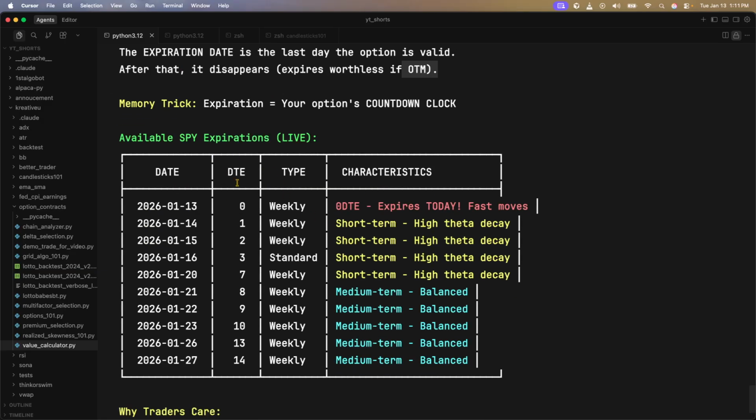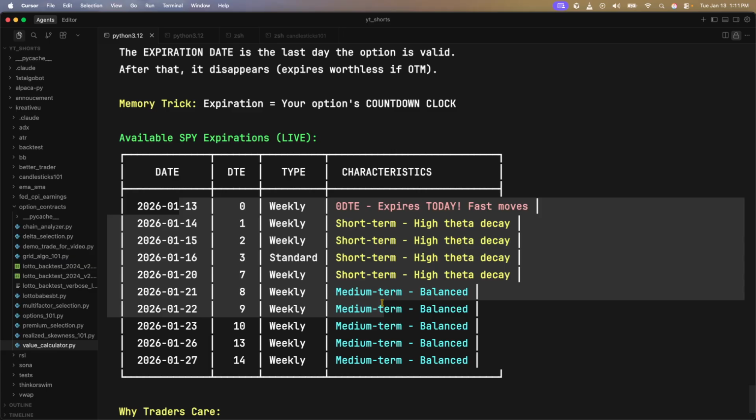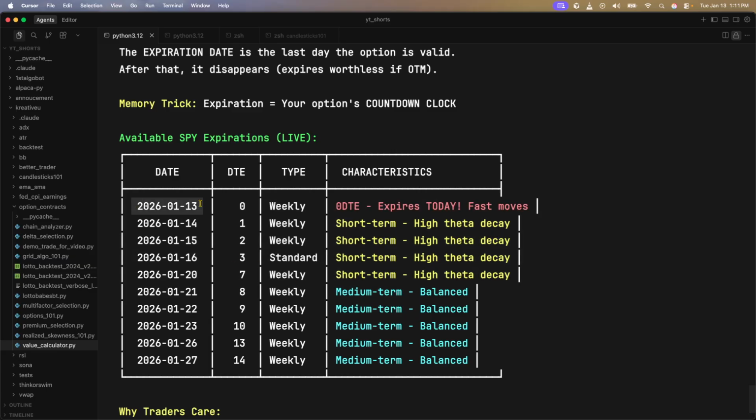So here's a quick breakdown. The current date is the 13th. If we were to get an option contract that expires today, this is going to be a 0 DTE contract. These contracts expire today. These move fast. These are the contracts that we normally trade, 0 DTE contracts. The reason being, and this is just my philosophy, why do I want to wait until the end of the week if I can get paid today?